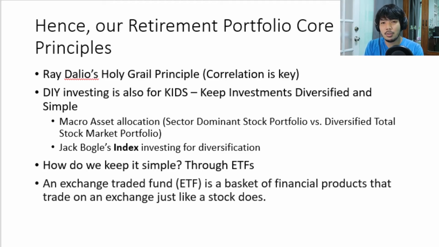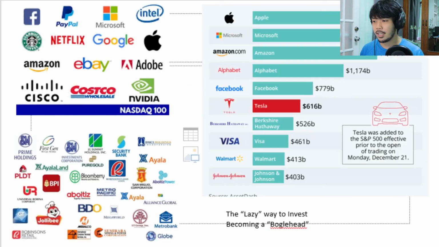So for those of you who know Jack Bogle, he's the father of index investing and the lazy portfolio. Yan. So, how do we keep it simple? Through Jack Bogle's idea of indexing, and it's called ETFs, no? So, exchange traded funds. So, yun nga, it's a basket of financial products that trade on an exchange just like stocks, pero diversified na. So, to give you an example, if you buy an ETF for the PSEI, you get a unit of that gets you everything on the PSEI. So, diversified agad, which is what we want, diba?